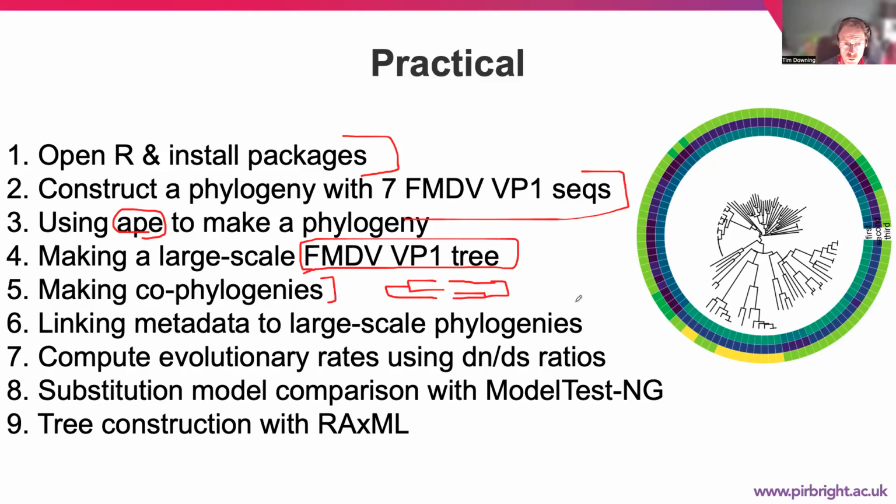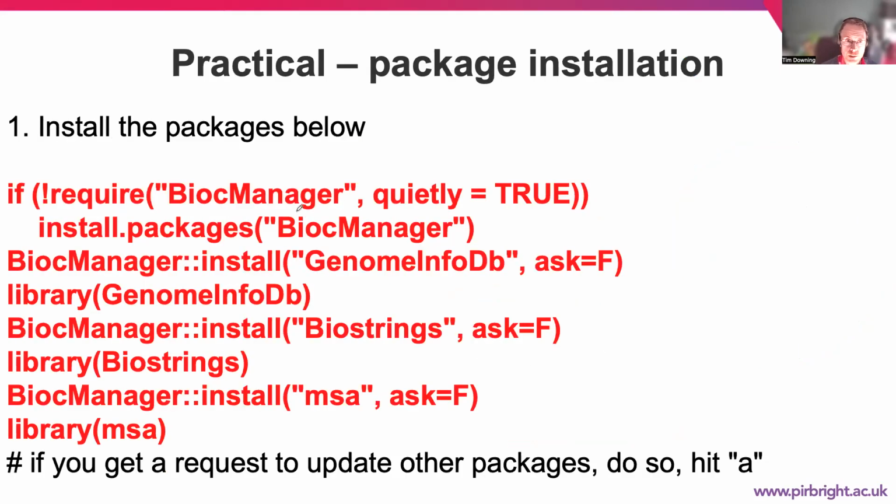And then lab 2 will look at linking metadata to large-scale phylogenies, looking at dN/dS ratios and how we can calculate them using R. And then we'll move to the server to use ModelTest-NG to select a substitution model and construct a tree with RAxML. So that's our kind of goals here. We're going to talk through each stage first on the slides before going to do it on RStudio, the server, as relevant. So what we're going to do first is install these packages via Bioconductor, BiocManager.